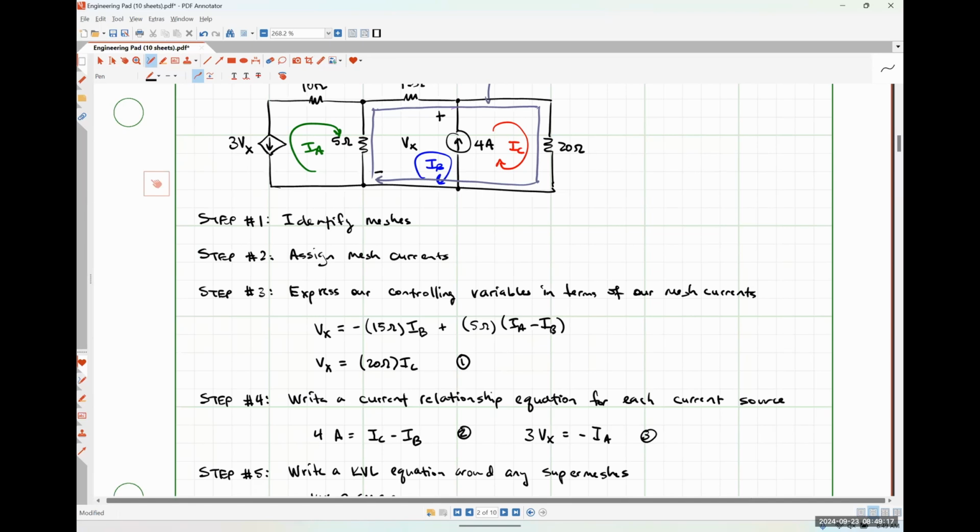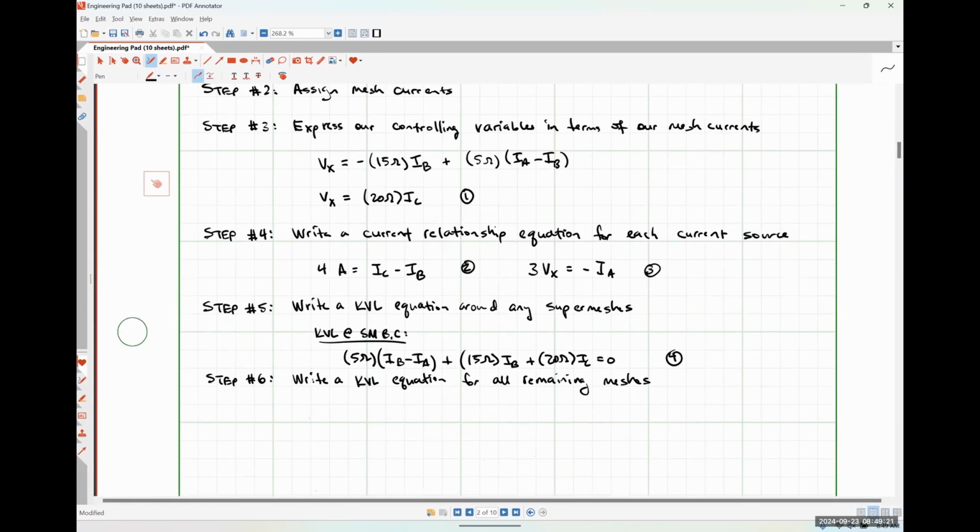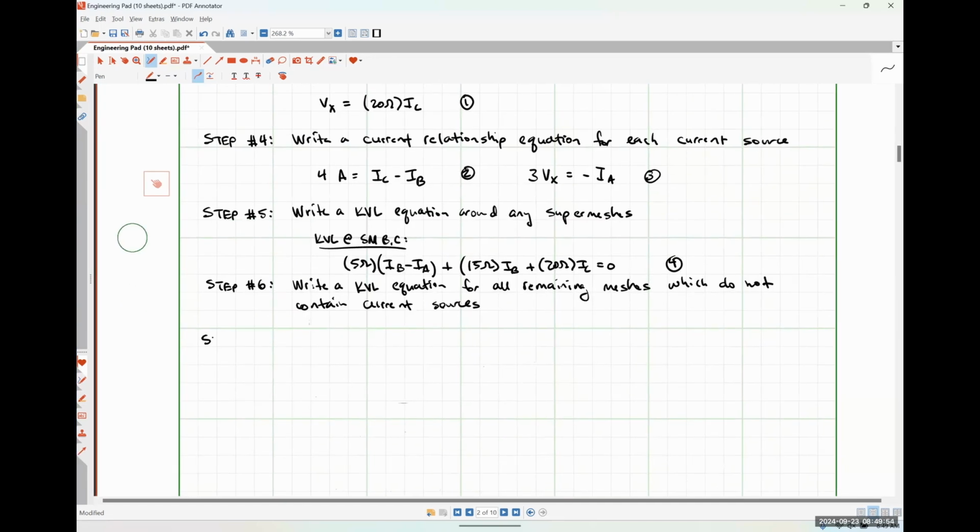So in this particular problem, we don't have to do literally anything for step 6 because there are no remaining meshes for us to write equations for. So I could adapt this very slightly and say, write a KVL equation for all remaining meshes which do not contain current sources, to be more clear. And then lastly, at step number 7, we would simply solve our system of equations.